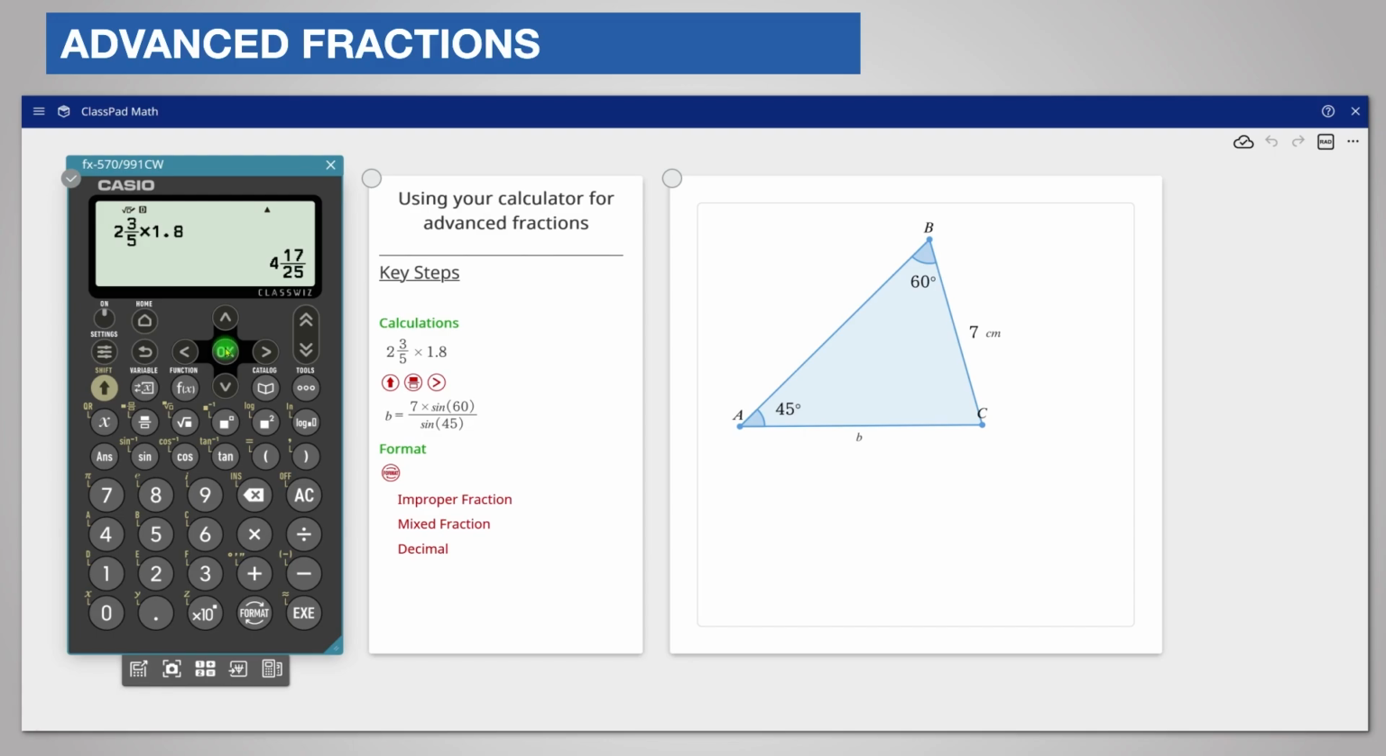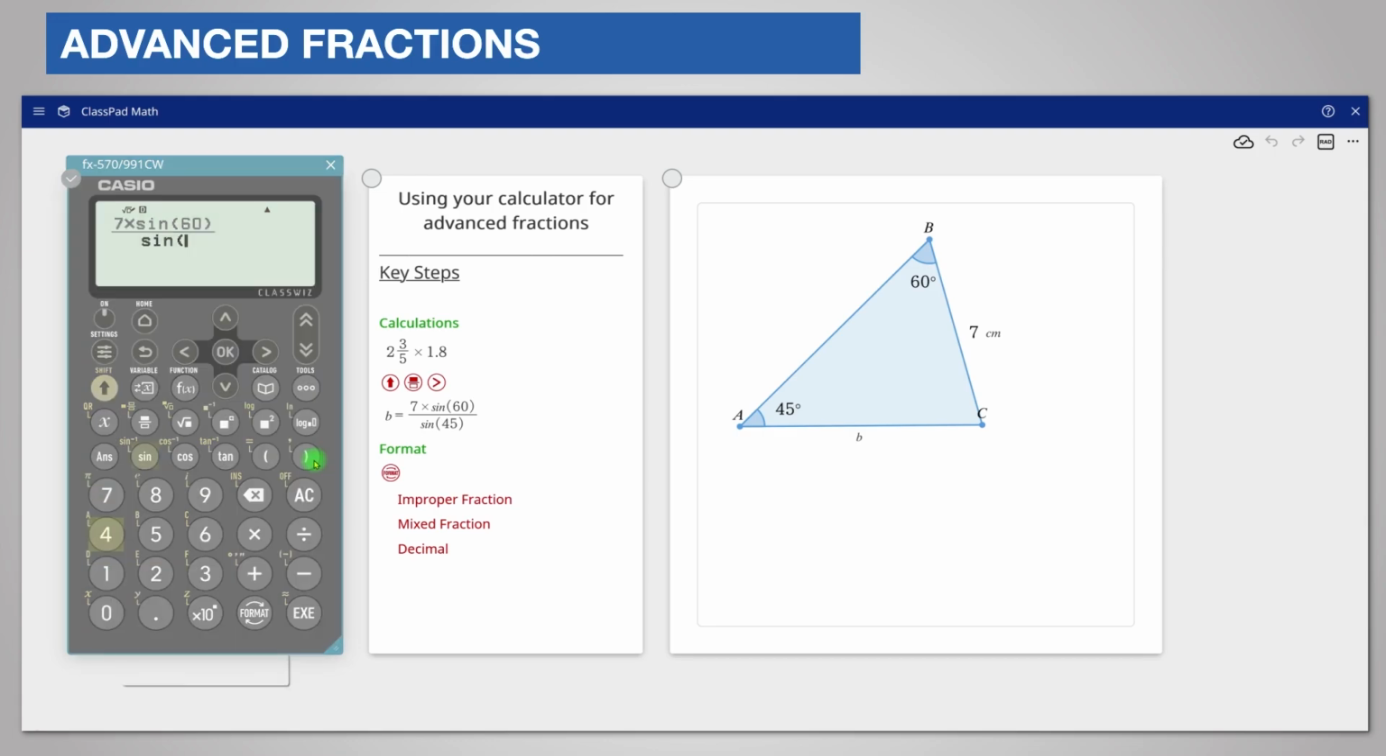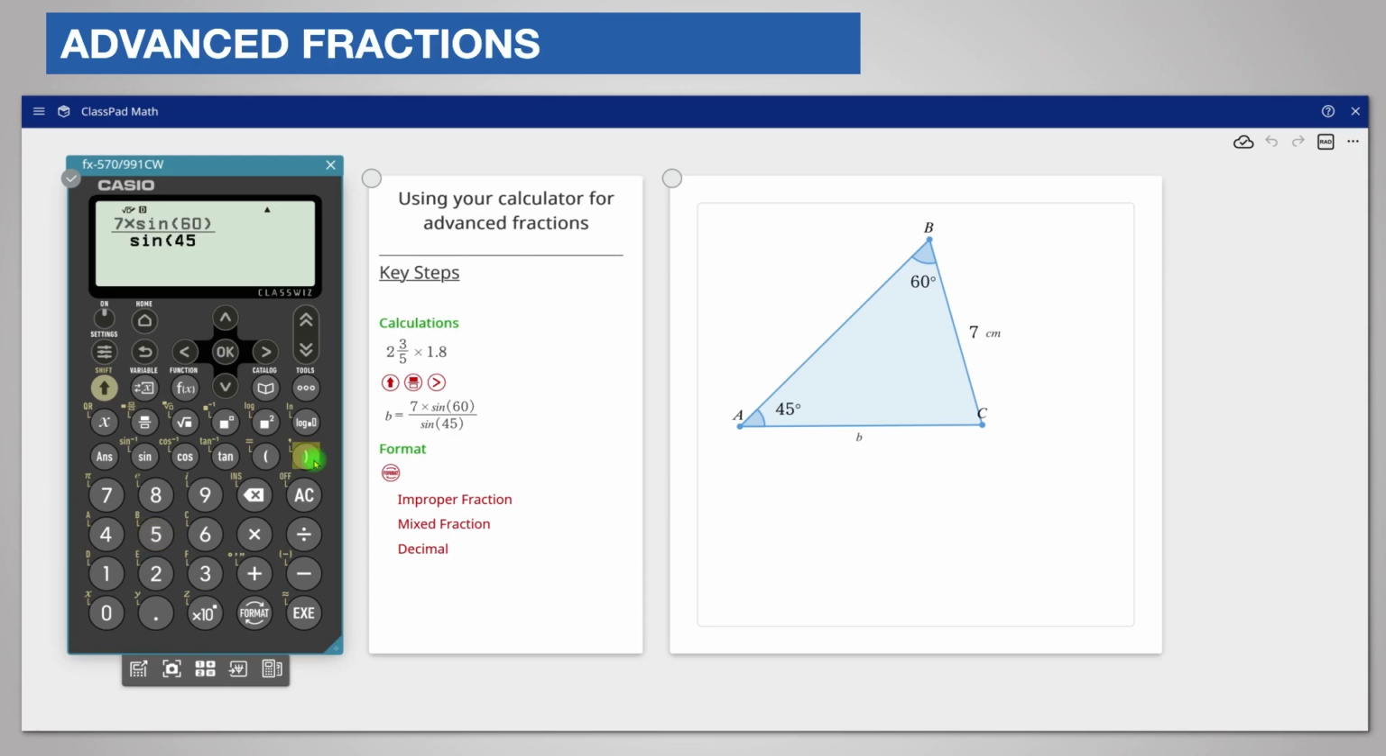So to evaluate this, press the fraction button and enter 7 times sine 60 and close the bracket. Scroll down to the denominator and enter sine 45, remembering to close the bracket. Now press the execute key. The answer is given as an exact fraction. To convert this to a decimal, press Format and choose Decimal.